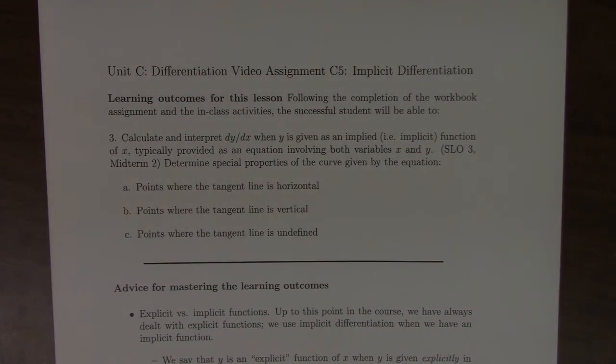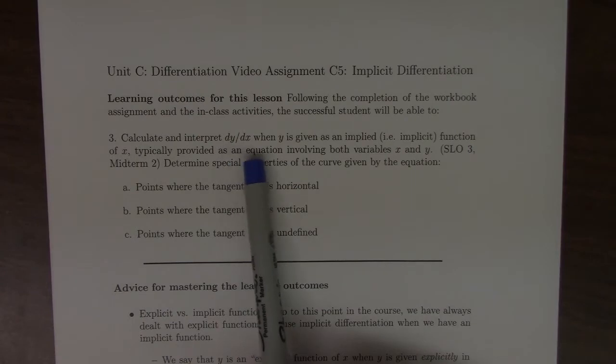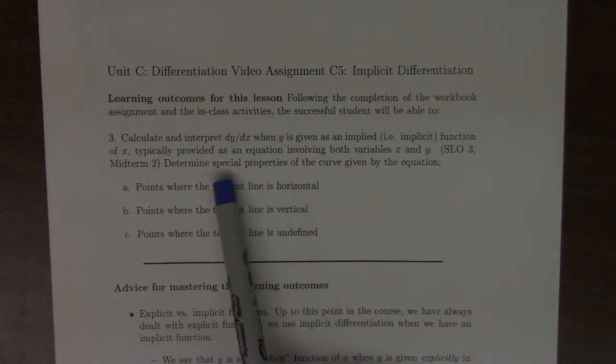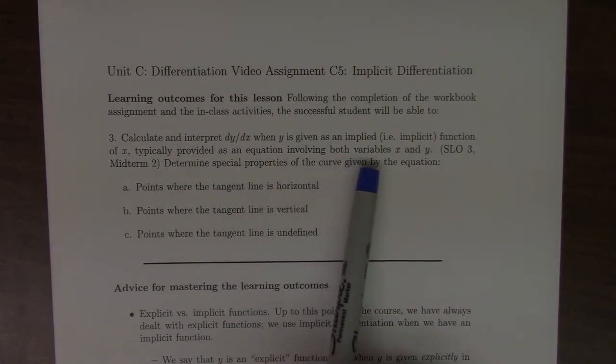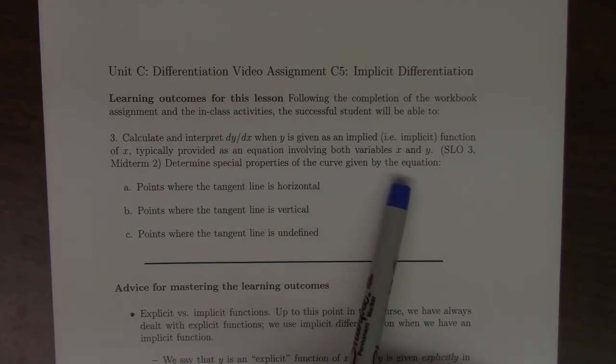Today's lesson is going to be about implicit differentiation. So the learning outcome for this lesson is going to be to calculate and interpret dy/dx when y is given as an implied or an implicit function. We're going to be providing that typically as an equation involving both variables x and y, and we want to determine special properties of the curve given by the following equations.